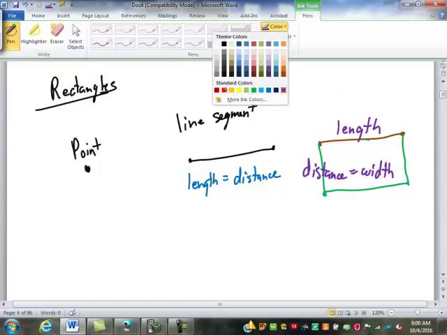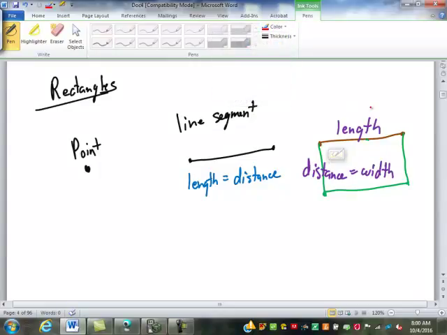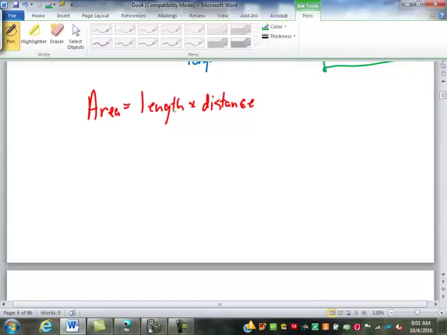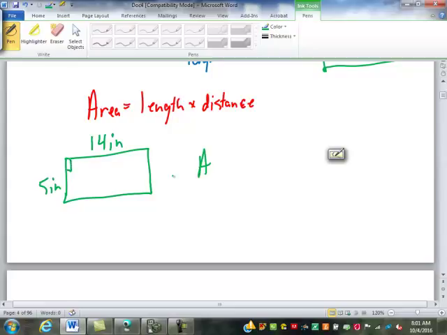I refrain from using length times width for area. I use area as length times the distance. Let me show you why. Because it's not always going to be a width. For example, I could have a rectangle like this, where this is 14 inches and this moved 5 inches. What's its area? Of course, we need to know that that's perpendicular. It's a right angle. What's its area going to be? 14 inches times 5 inches is 70 inches squared, right?